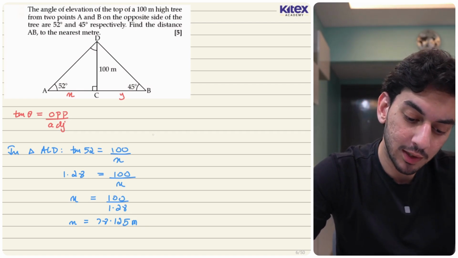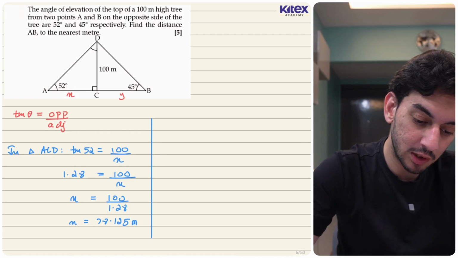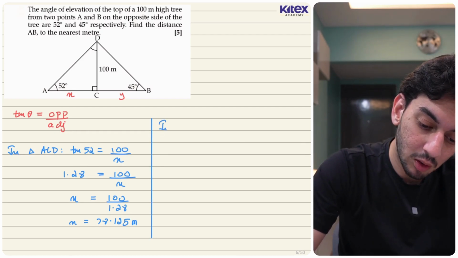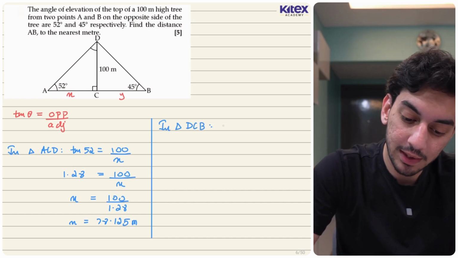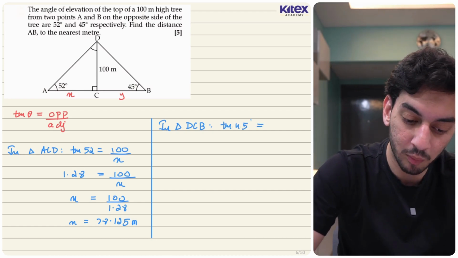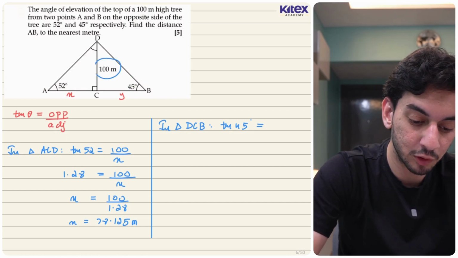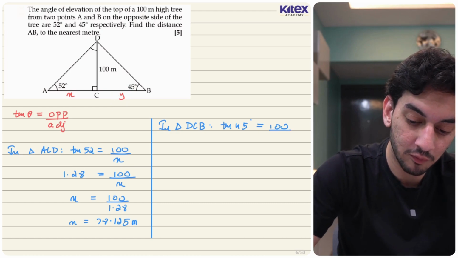Fair enough. Let us pick up the other triangle, and it is triangle DCB. Okay, in triangle DCB, I can say tan of 45 degree is equal to opposite. 45 opposite is 100. So 100 over adjacent, which is the Y thing.